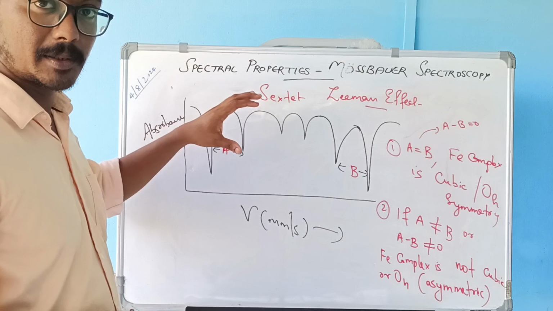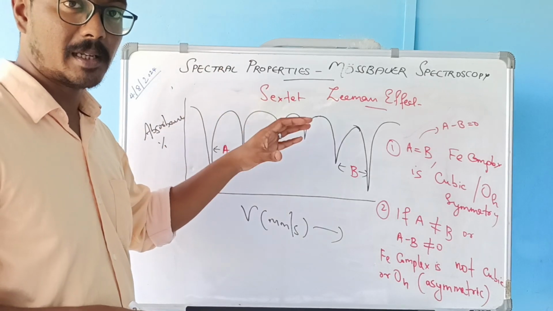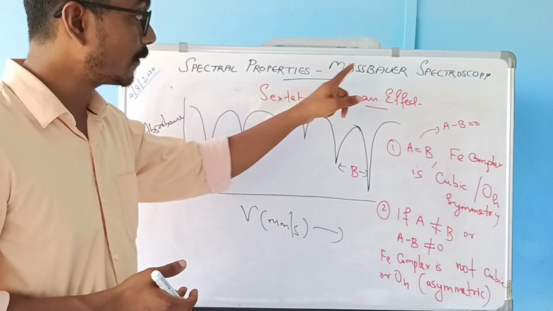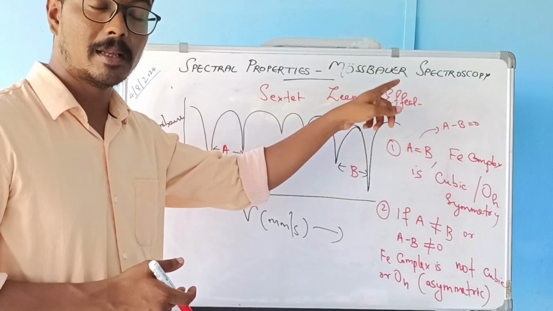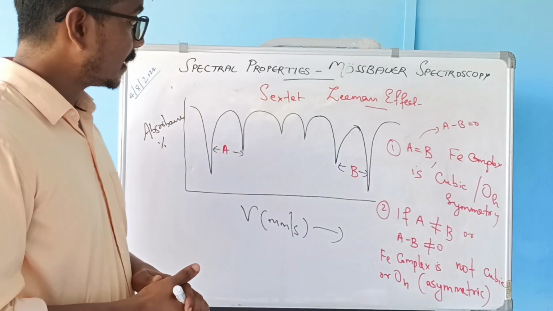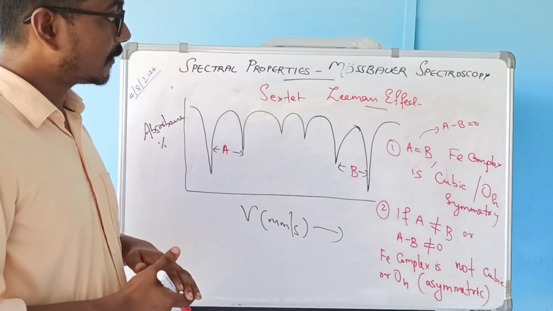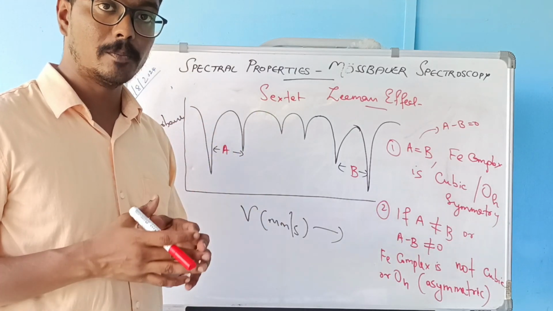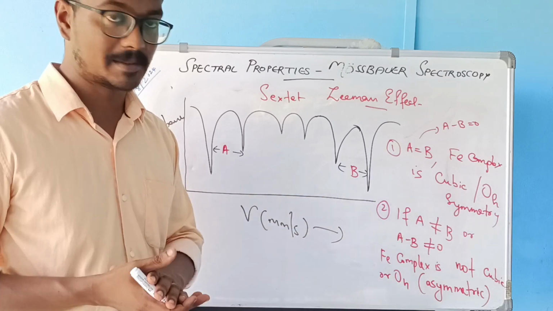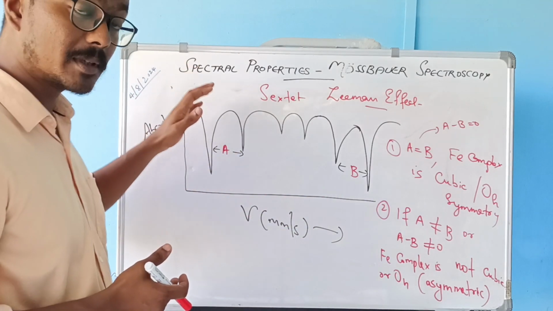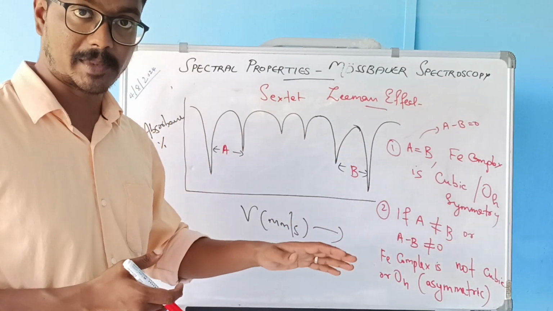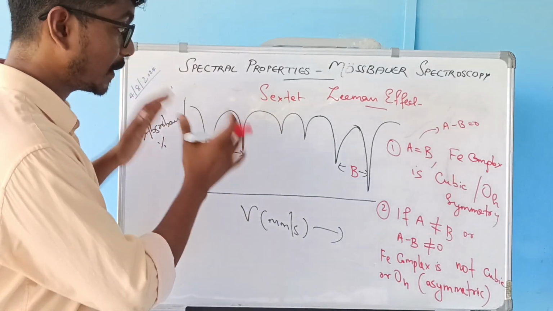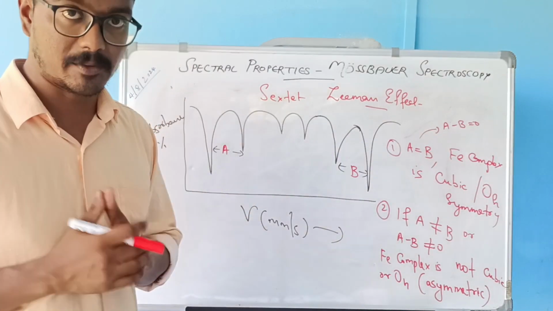A sextet of MÖSSBAUER spectra we will obtain from the ion complex due to the presence of Zeeman effect or Zeeman splitting. With the presence of an external magnetic field, the degeneracy of the nuclear energy level splits into 2I plus 1 sublevels. And as a result of that, in accordance with the selection rule 0 plus or minus 1, we will obtain a sextet. And from the spectra, what kind of information will we infer?